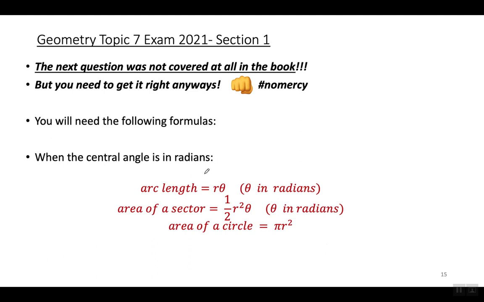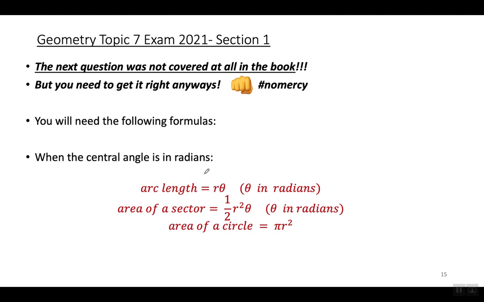Now we've gotten to the part where there's something that was not in the book at all, and the next 2 questions are dealing with it. Look what I wrote. The next questions were not covered at all in the book, but you need to get them right anyway. Hashtag no mercy. You will need the following formulas. Let's look at the formulas.